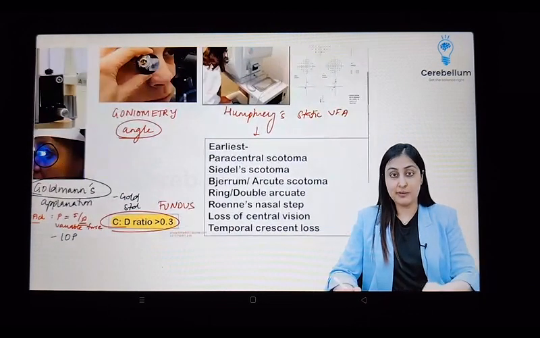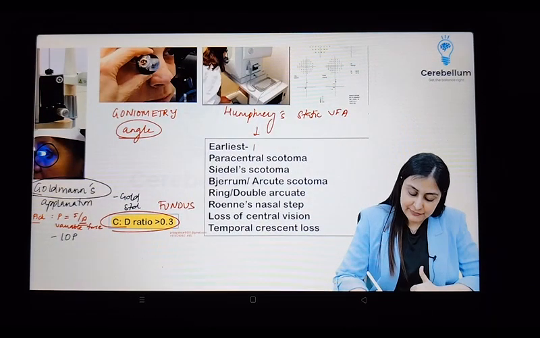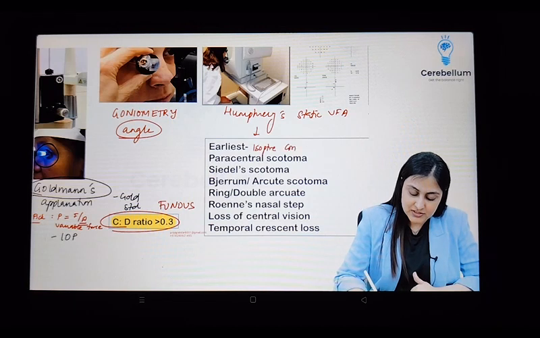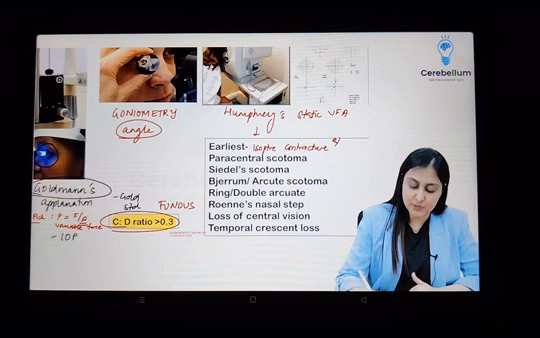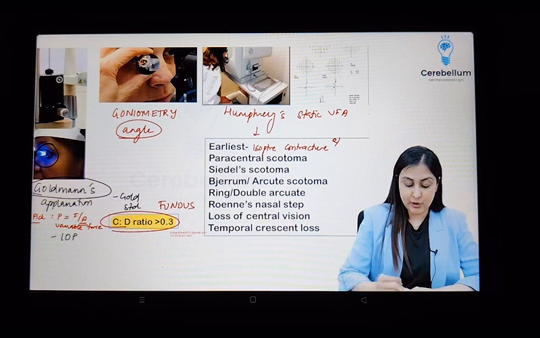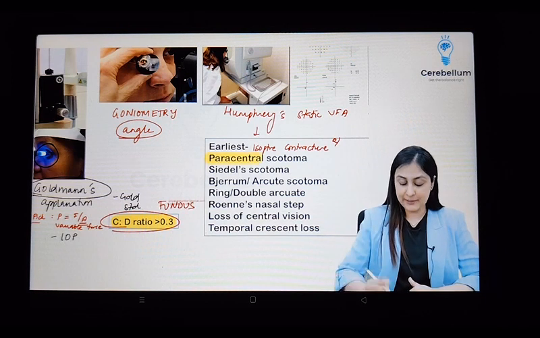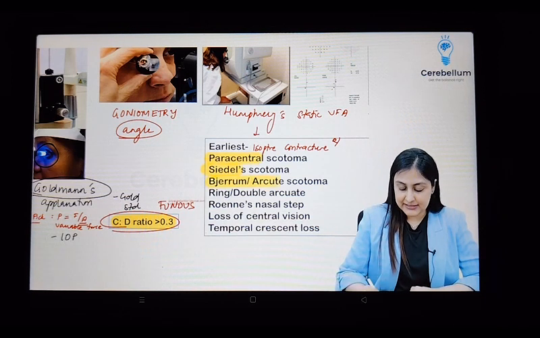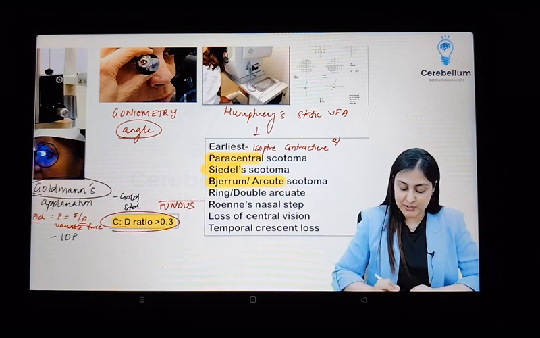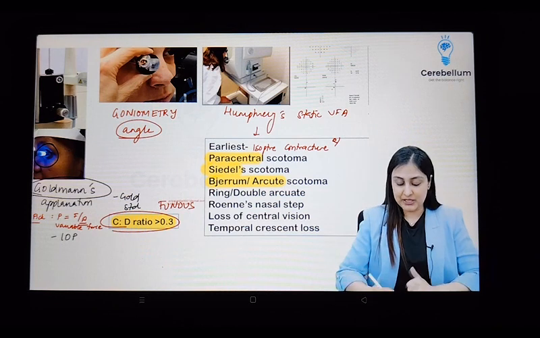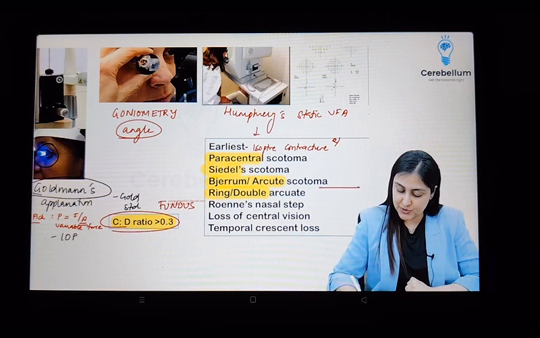So here we need to remember this table. The earliest defect is isopter contracture. This is a repeat question. The isopter contracture happens first, followed by a paracentral scotoma. Then it becomes Seidel. Then it becomes a complete arcuate scotoma. Then it goes down, it becomes a double arcuate. So far it was one-sided.